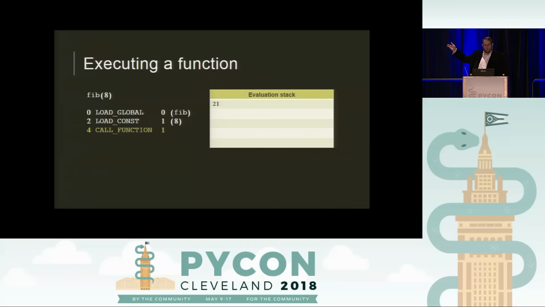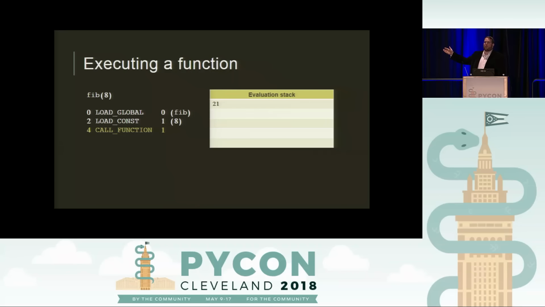It pops all those off. It knows the function is the next thing there, pops that off, pushes a new frame onto the call stack, executes our Fibonacci function inside that new frame, gets a return value of 21, pops the call stack, gets that frame off, and the return value goes onto the top of our evaluation stack right where we called the Fibonacci function. And that is step by step how Python is going to execute this function.